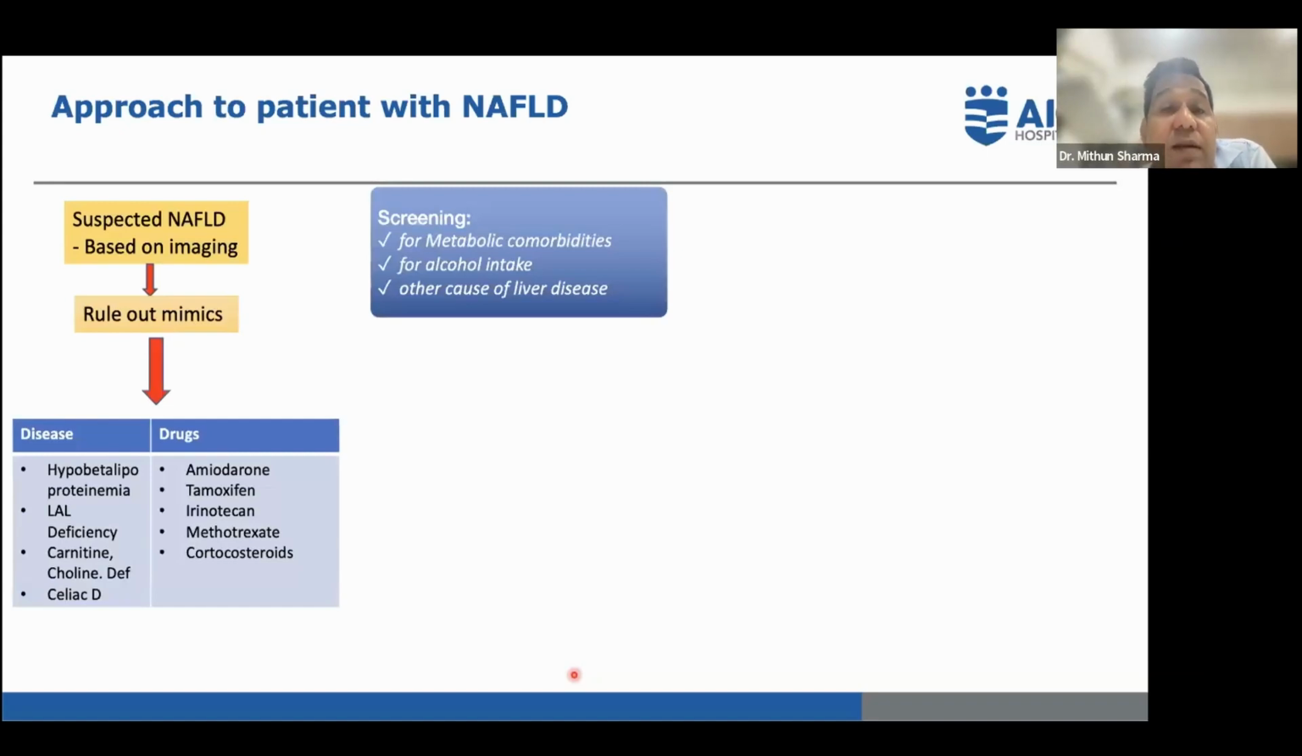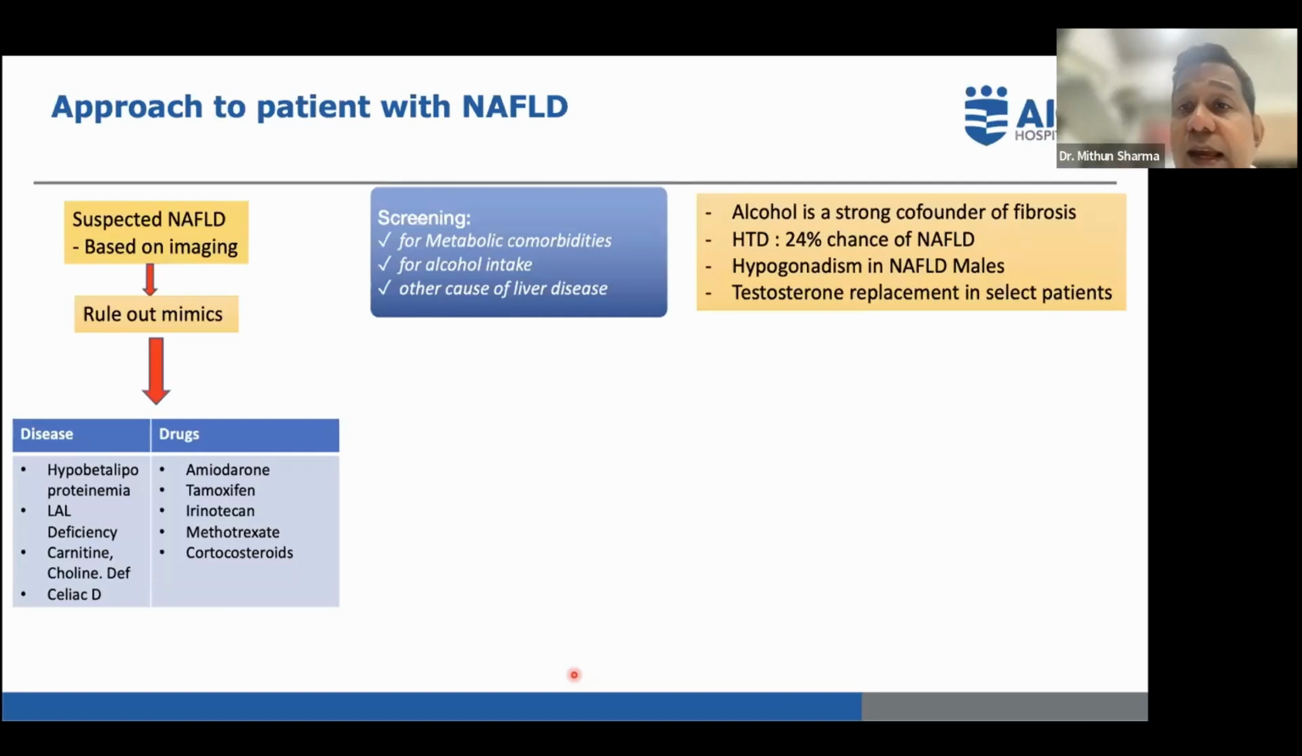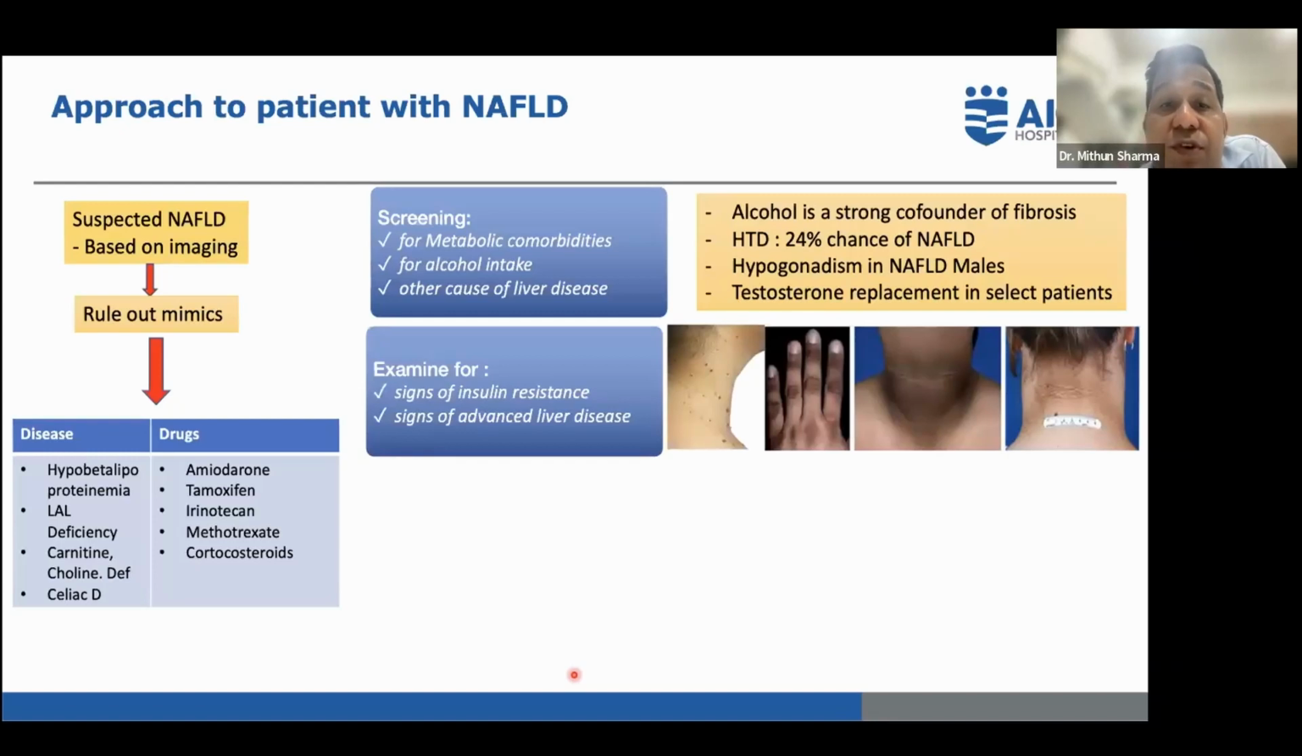So we look for all the other metabolic comorbidities that we have just mentioned: diabetes, hypertension, dyslipidemia, obesity. And we should keep in mind that alcohol is a strong confounder of fibrosis. Patients of NAFL have to be screened for hypothyroidism. There have been studies which say that NAFL is more common in patients with hypogonadism, and testosterone replacement has been tried in a few selected patients for treatment of NAFL. As I said, we look for signs of insulin resistance, mostly on the back of the neck, and we can see it in the knuckles. These are things which we commonly miss.